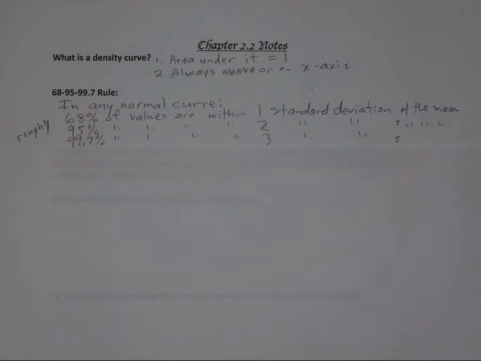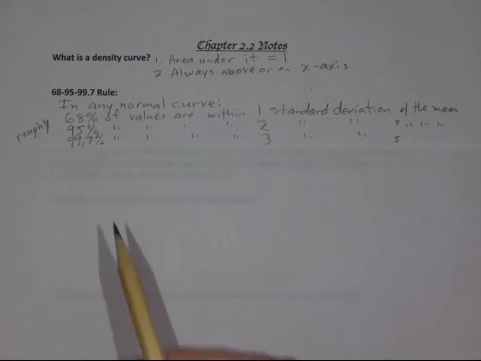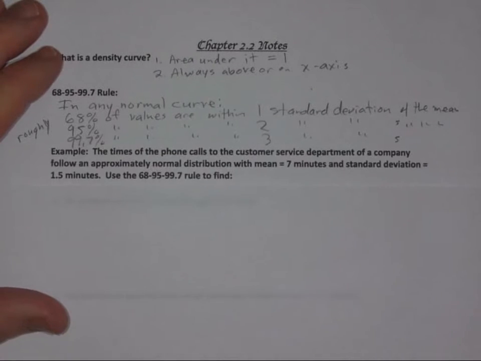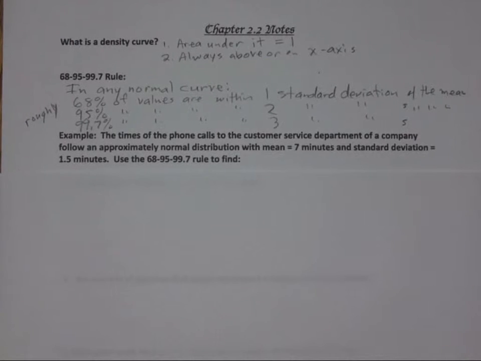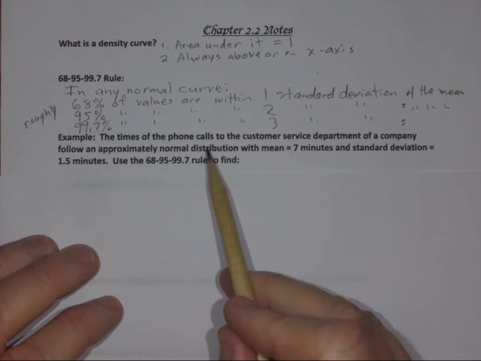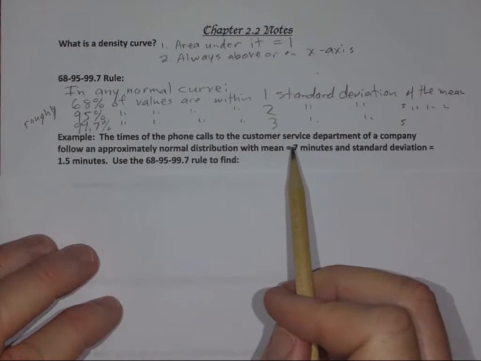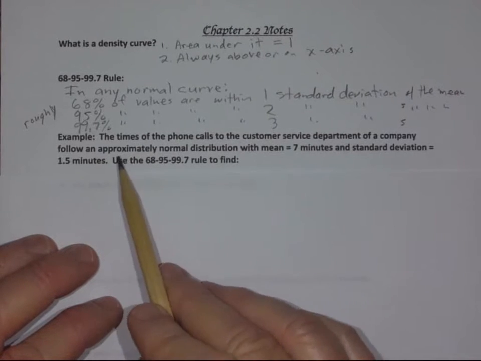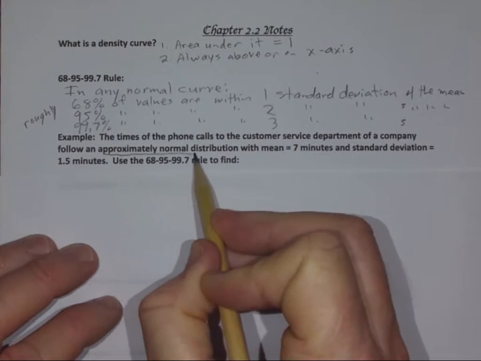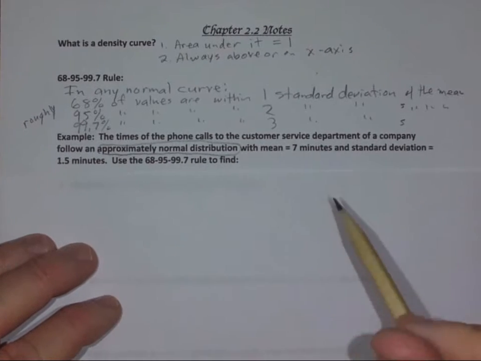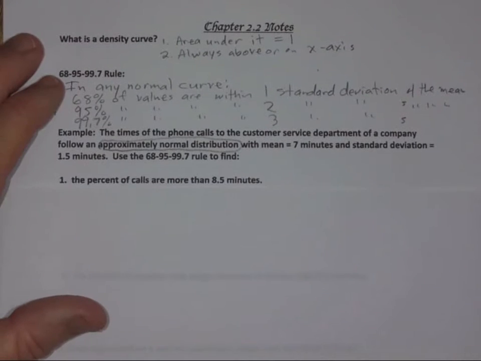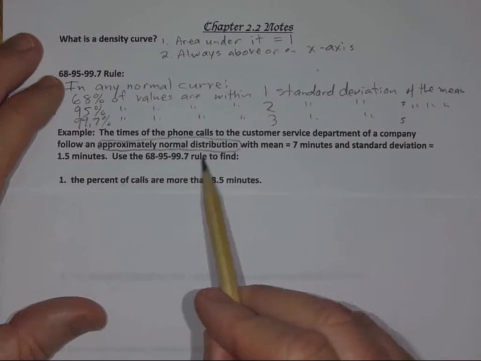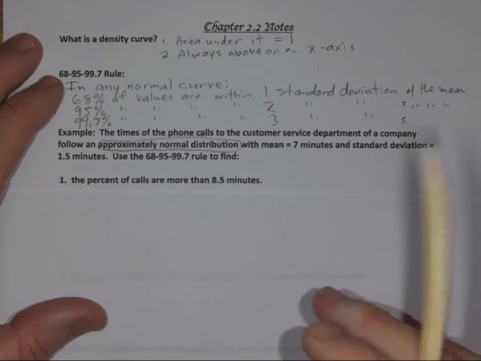And so that is in essence the 68, 90, 95, 99.7 rule. So anyway, let's look at a context, and hopefully in these problems this will start to make sense. All right, the times of phone calls to the customer service department of a company follow an approximately normal distribution, with a mean of 7 and a standard deviation of 1.5. All right, so use the 68, 95, 99.7 rule to find the percent of calls that are more than 8.5.